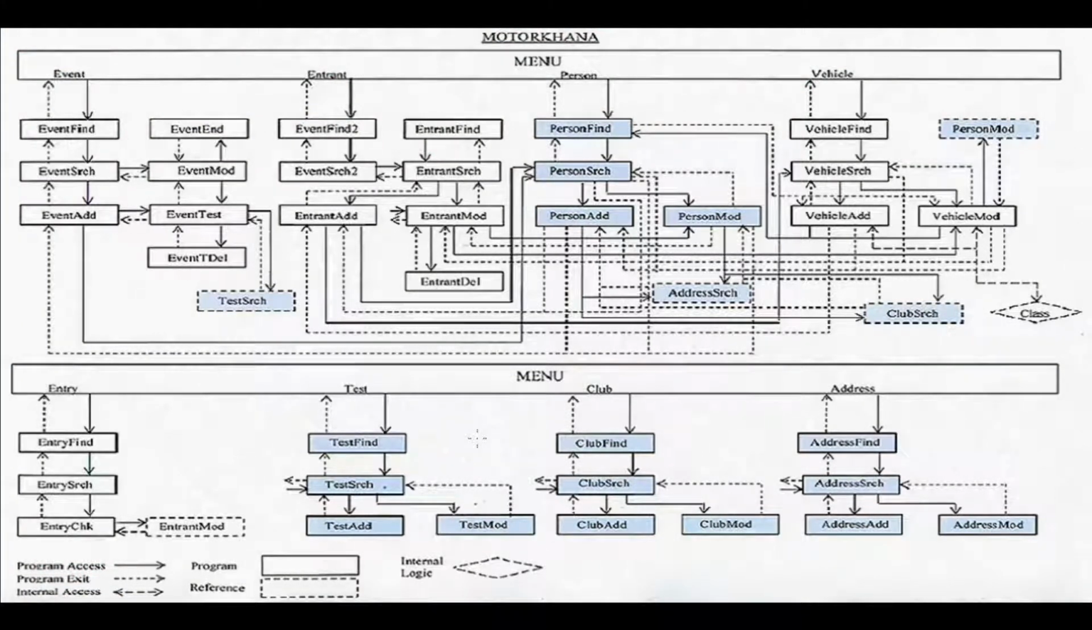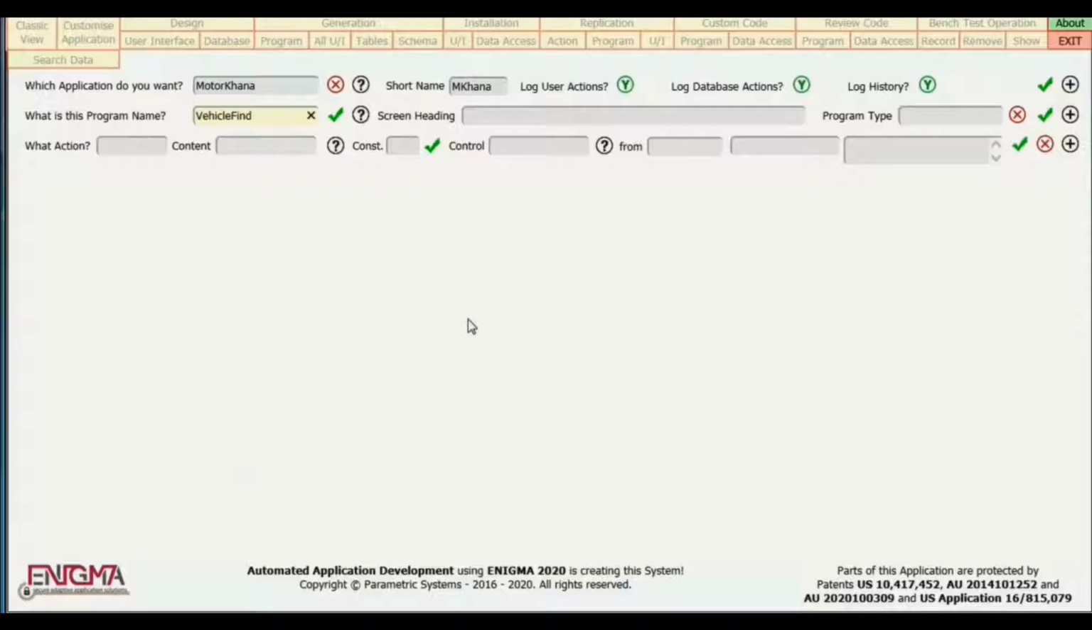This is my run chart for gathering the content required by the Motokana application. It shows the programs and the navigation between programs. The navigation looks quite complicated, but Enigma will make it easy to construct. We will not be looking at navigation in this video. It is covered in the user interface video. The blue shapes have already been coded. The next collection of programs to be done is vehicles, which starts with vehicle find.